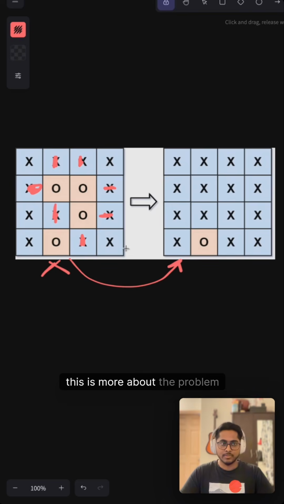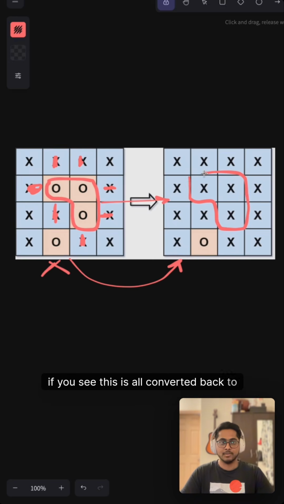So this is the problem: we have to convert the region of O's which is surrounded by X to all X's. So here, if you see, this is all converted back to X.